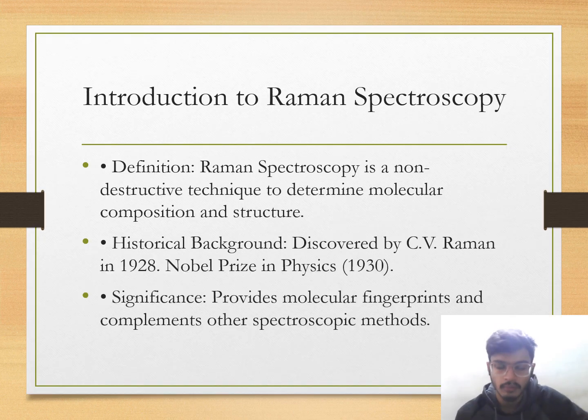Basically, Raman spectroscopy is a non-destructive technique and it is used to determine the molecular composition and the structure. The historical background behind this is it was discovered by Sir C.V. Raman in 1928 and for this he got the Nobel Prize in Physics in 1930. And the main significance is it provides molecular fingerprints and complements other spectroscopic methods.